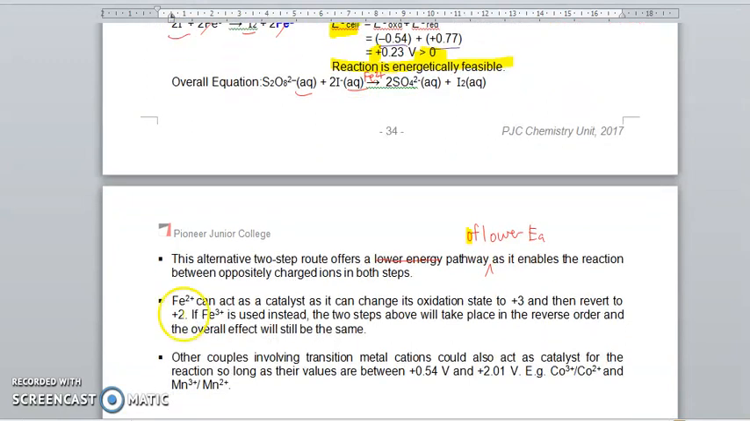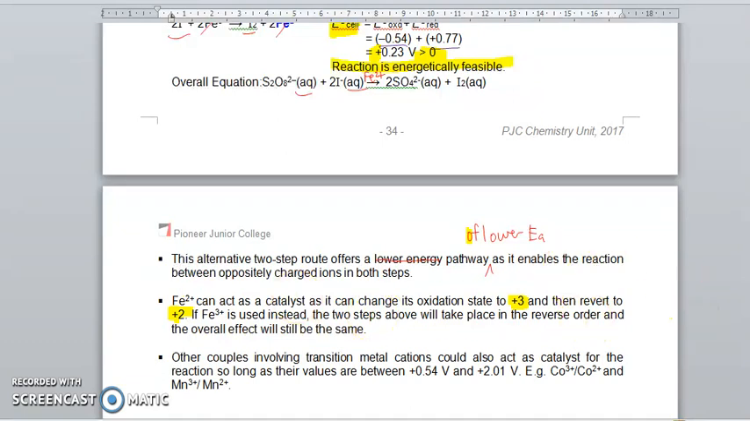So if Fe2+ can act as a catalyst, the reason is simply because it is able to exhibit variable oxidation states and interchange between these variable oxidation states with great ease. So from +3 it becomes +2 easily. If Fe3+ is used, it's fine. It can also work, but the 2 steps will occur in the reverse order. You go and work it out yourself. The overall equation is still the same.